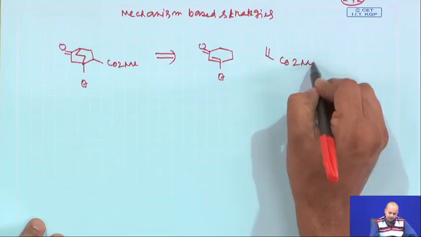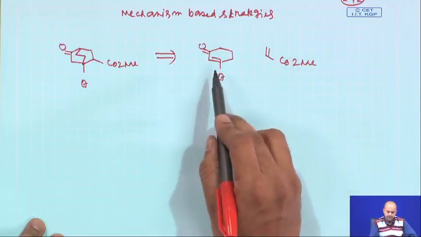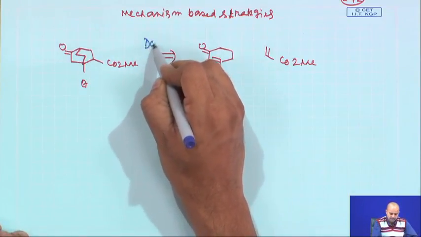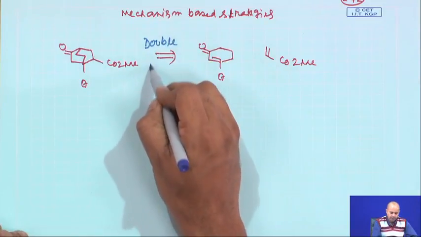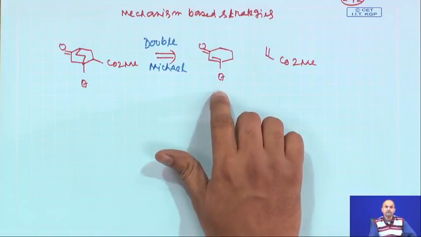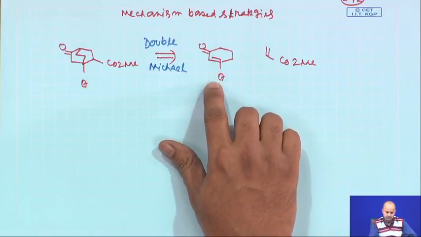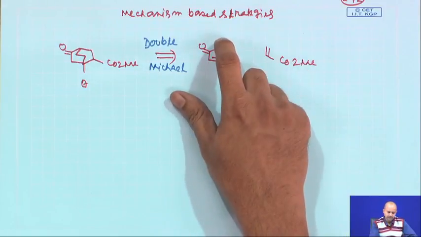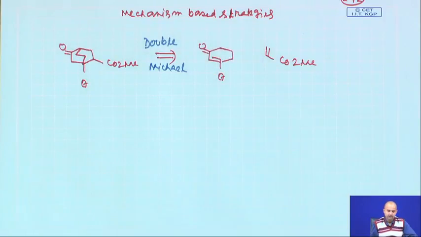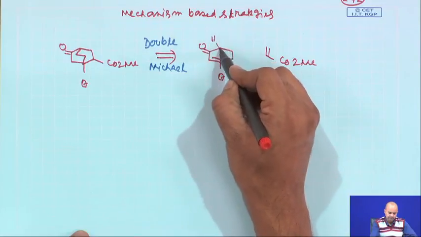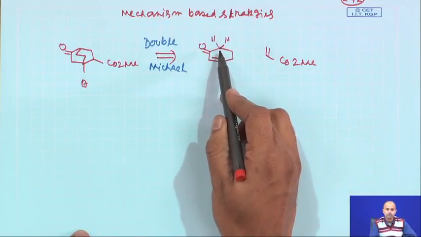Now, the way I have drawn the starting material, it suggests that probably you can simply do a double Michael addition. Why am I saying this? If you see the structure, the left-hand side compound is a Michael acceptor, the right-hand side is a Michael acceptor, but in addition the left-hand side compound can have an acidic hydrogen here. So, these hydrogens are acidic.